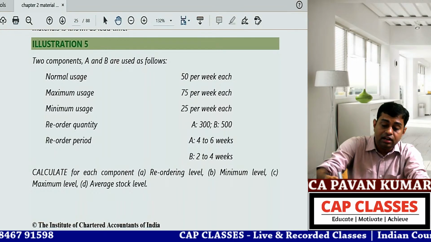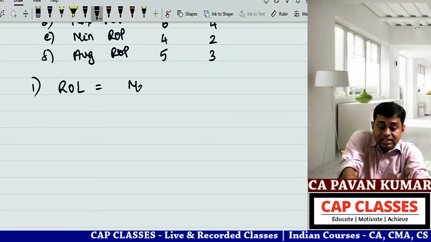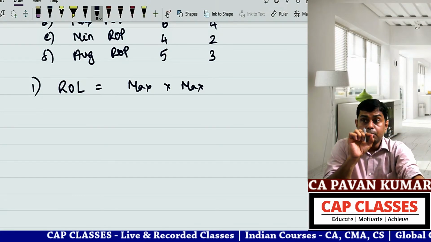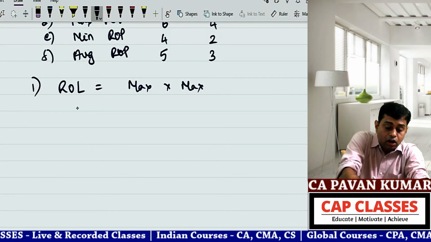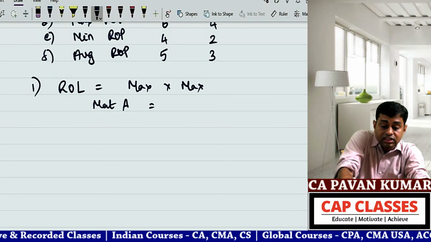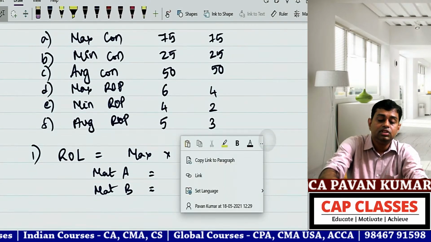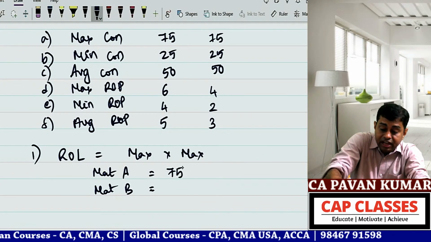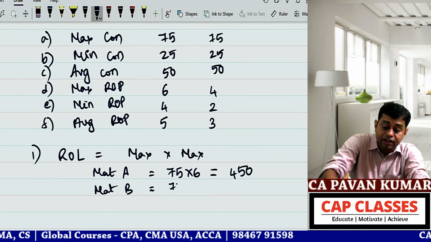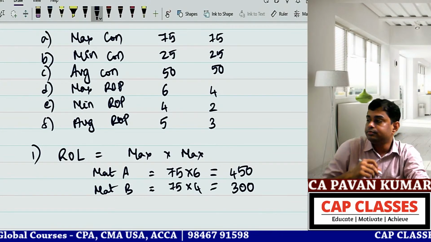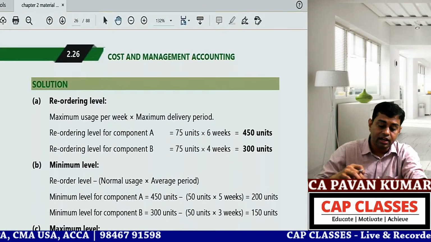First one is reordering level. Do you remember what is the formula? Reordering level is maximum consumption into maximum reorder period. Now you tell me what is maximum consumption of A? 75. Maximum period 6. So can I say 75 into 6 is 450 units? Then for material B, maximum 75 into maximum lead time 4, is this 300? 450 and 300.